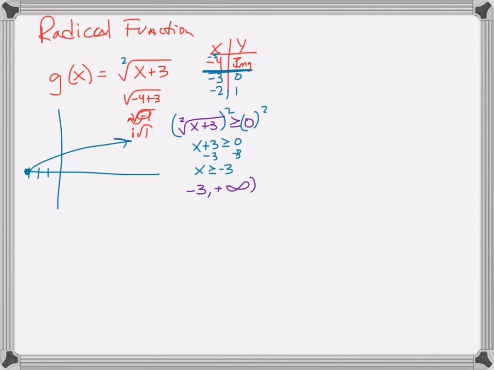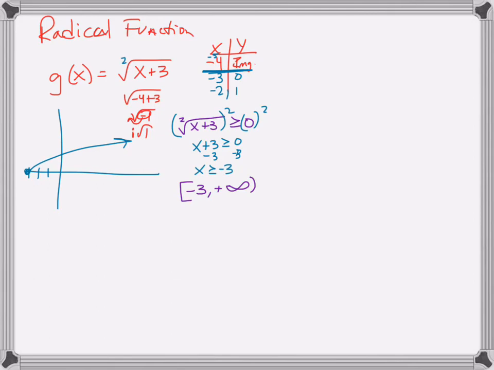But what about the negative 3? Notice that if I plugged in negative 3, I get 0. 0 is fine for a radical function. We're okay with 0. But it can't be less than negative 3. But I can include it, so that's why I'm going to put a bracket around negative 3.